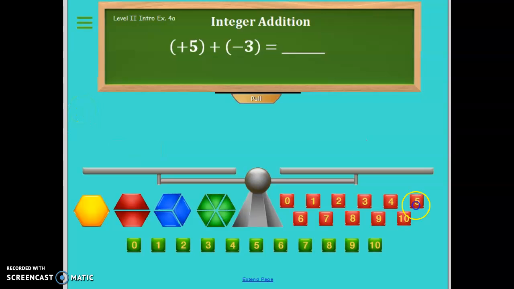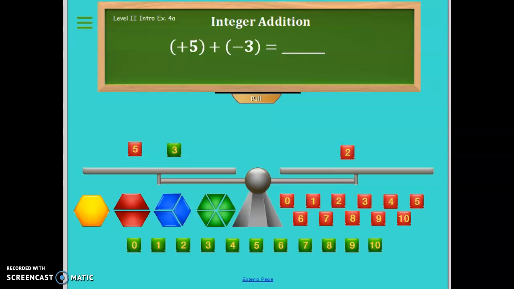Positive 5 and a negative 3. If we have a positive 5 and we have a negative 3, that negative 3 is coming out of the positive 5, and that's going to leave us with a positive 2.